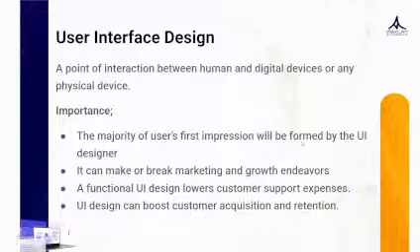In relation to this UI UX design course, it is a point by which users interact with your mobile device. Your WhatsApp is a point of interaction. You're using that WhatsApp to interact with another person, right? You're using it to communicate. So it's a point of what? Interaction. That's what interface means: a point of interaction between humans and what? Digital devices or any other physical devices.